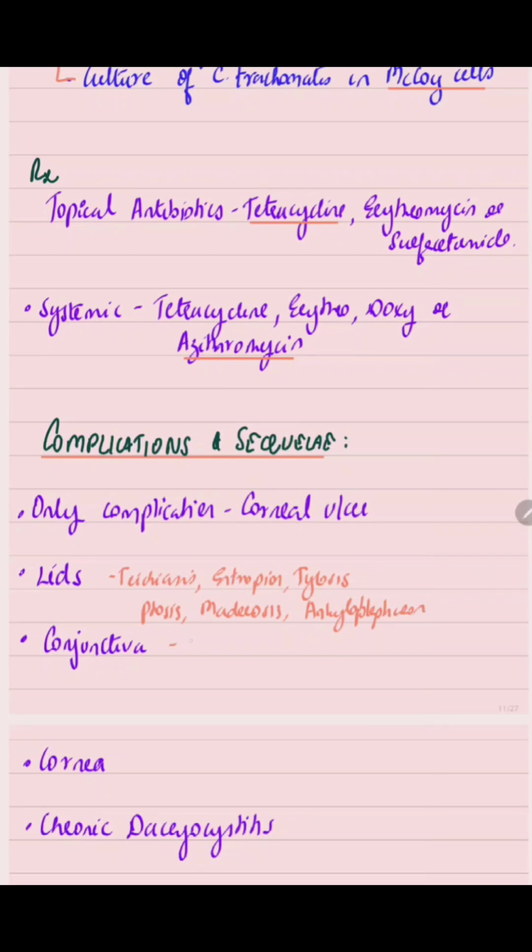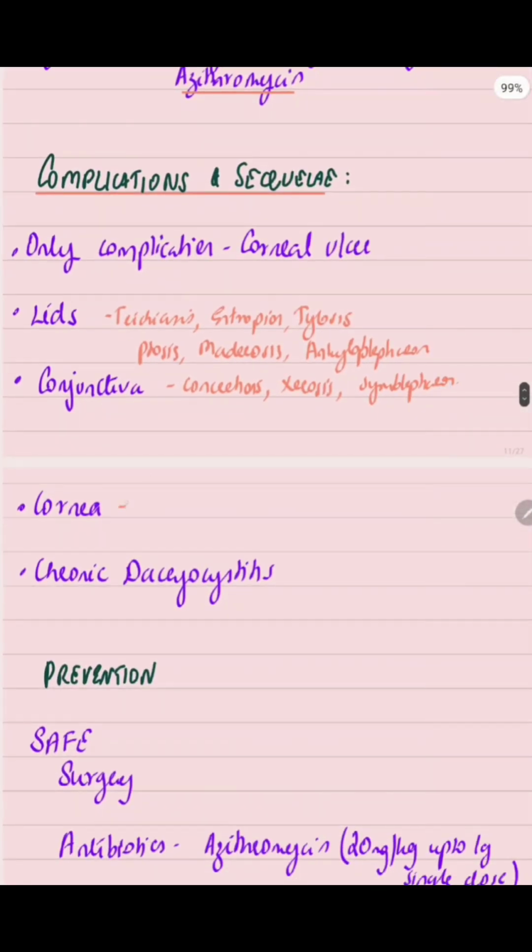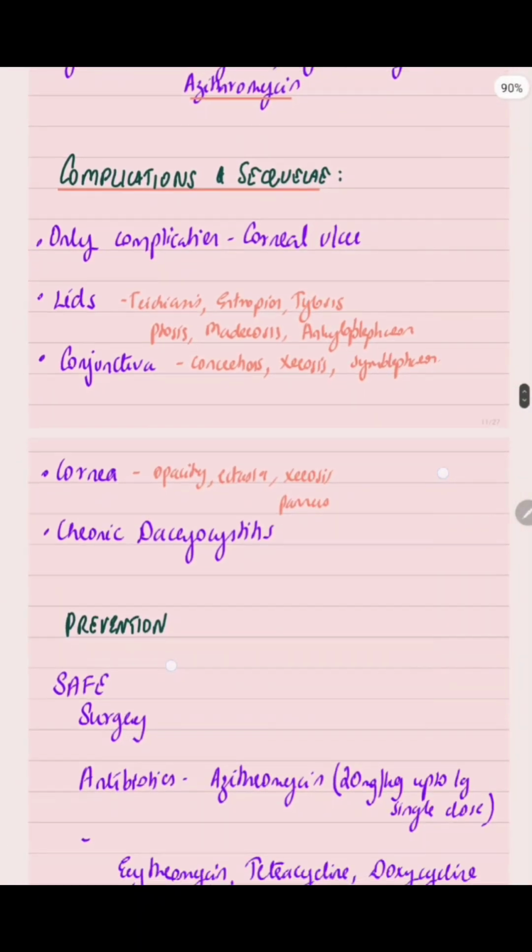In the conjunctiva it can lead to concretions, xerosis, symblepharon. The cornea can develop corneal opacity, ectasia, xerosis, or total corneal pannus. Chronic dacryocystitis can also be a sequela.